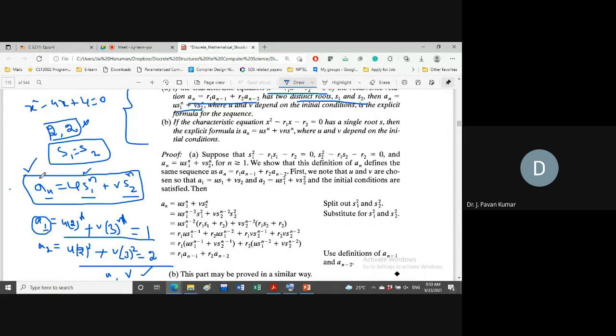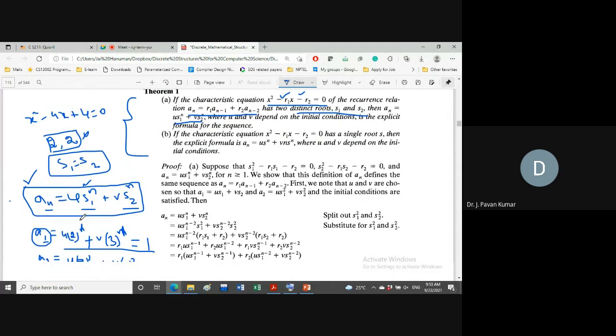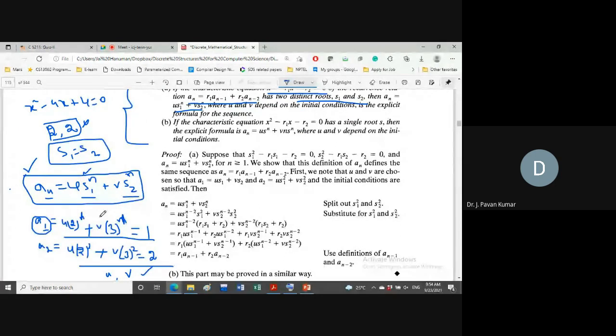This particular formula we will use whenever the characteristic equation is having two distinct roots S1 and S2. Is it clear? We will see the example. You need not worry about how we can use this and all. If you understand this intuition, that's fine. Any doubts? Shall we see an example?